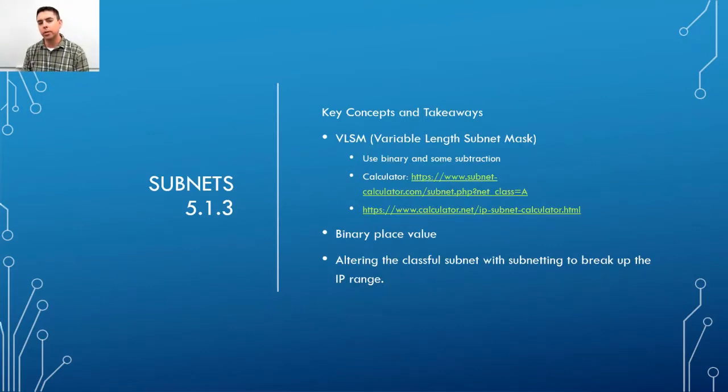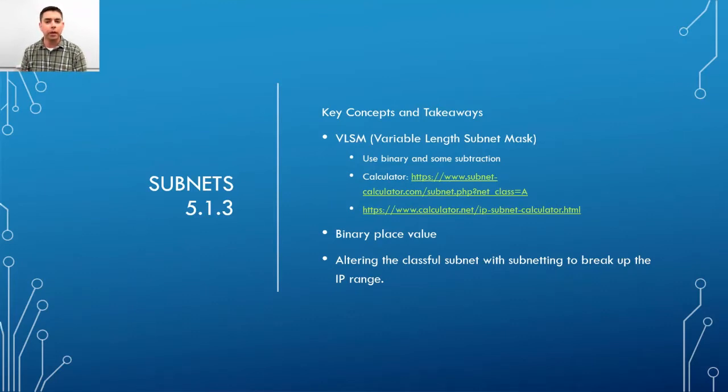All right, this is where we get into subnetting, the VLSM, the variable length subnet mask. Subnetting is confusing to some people, but just remember the subnet helps the node figure out what network the device is on. So you need to know your binary place value in order to do this, and then you'll take a classful subnet and alter it with subnetting to break up that IP range, and I'll explain all of that in just a second.